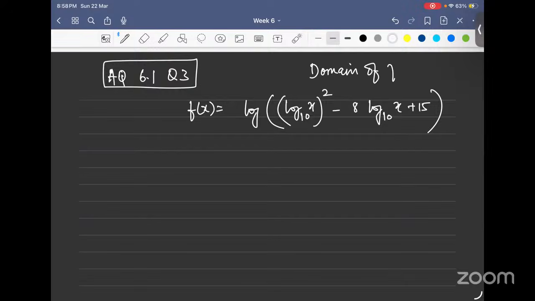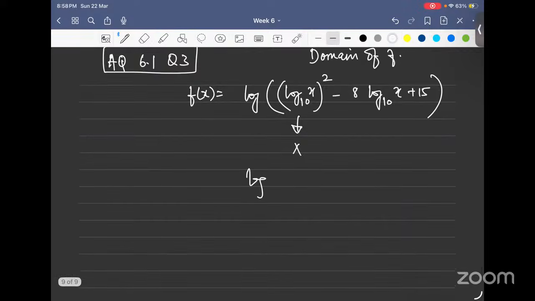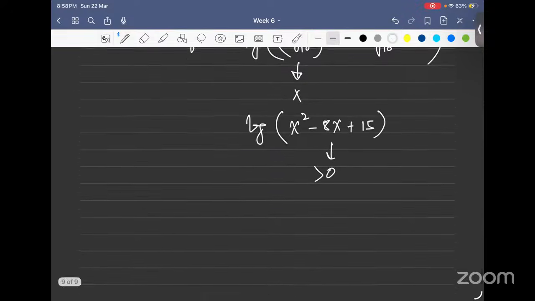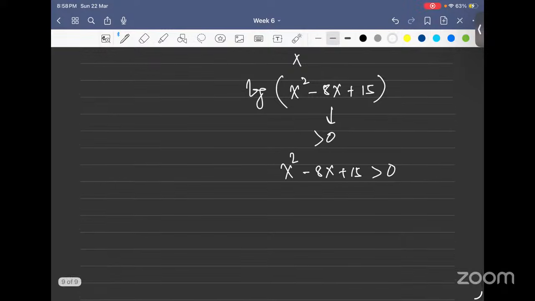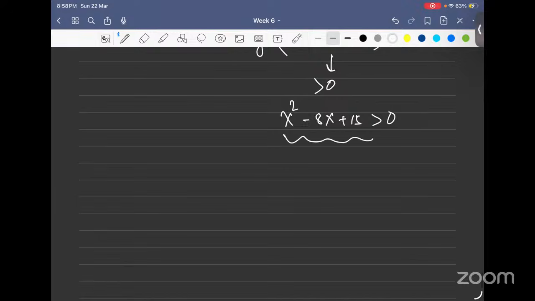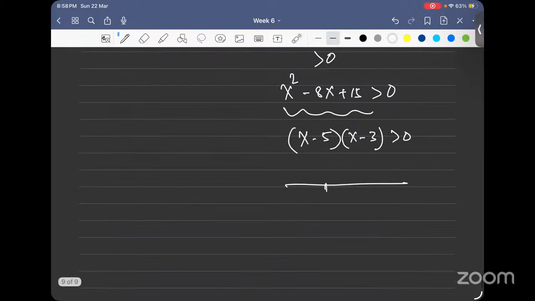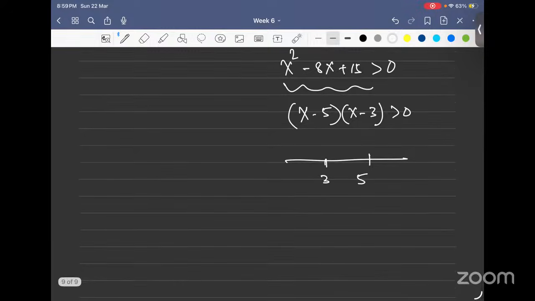Yes, sir. Take this log of x as capital X. So capital X squared minus 8X plus 15 should be greater than 0, correct? So x squared minus 8x plus 15 greater than 0. Now solve this equation. What values are you getting? X minus 5, x minus 3, greater than 0. This is 3, this is 5. What are the values that you are getting? If you put any value less than 3, is this satisfied?